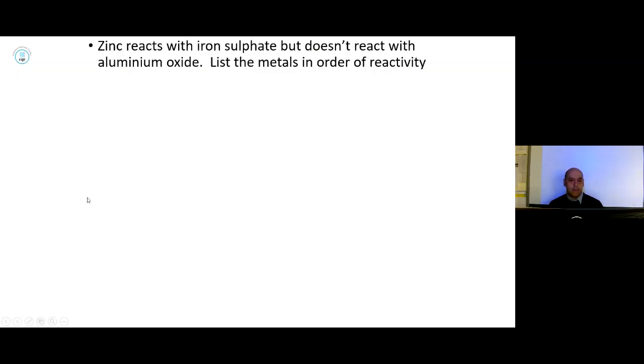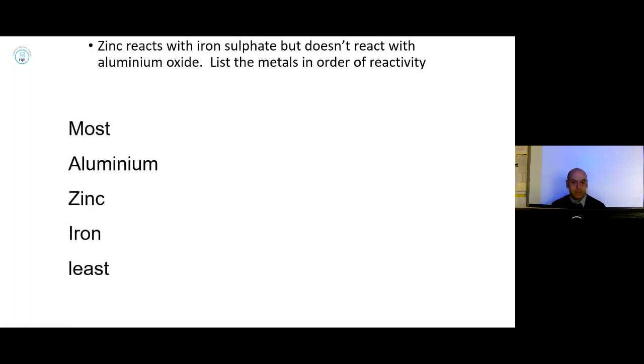So here's a question for you to think about. Zinc reacts with iron sulfate but doesn't react with aluminium oxide. List the metals in order of reactivity. Have a little think. When I say reacts, what we're saying is displace. Hopefully you've worked out the reactivity series as that. Iron would be at the very bottom here. It's displaced by the zinc. Zinc's in the middle because it can't displace the aluminium. So that's a typical kind of thing you might be asked at GCSE: look at some reactions, and from those reactions work out the relative order of reactivity.